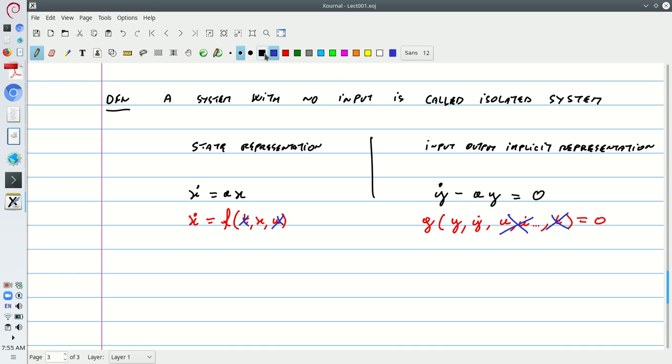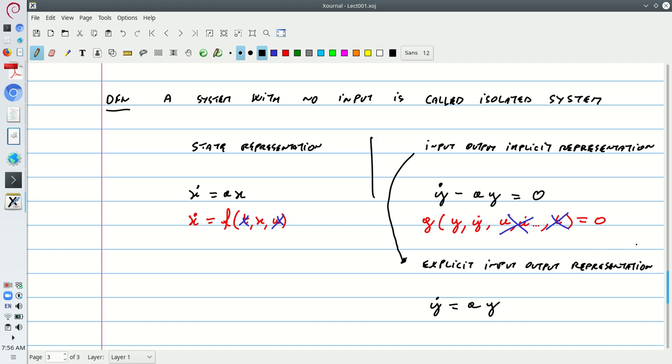We are actually lucky because we can make this representation explicit when we can take the highest order derivative of y and make it equal to the rest. We can call it the explicit input-output representation. And so, to make it explicit, we simply find the derivative of the highest order of y, and we try to solve the equation with respect to it. In this case, we get something that is analogous to the state representation.